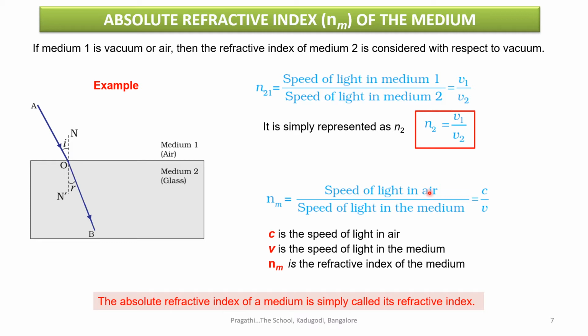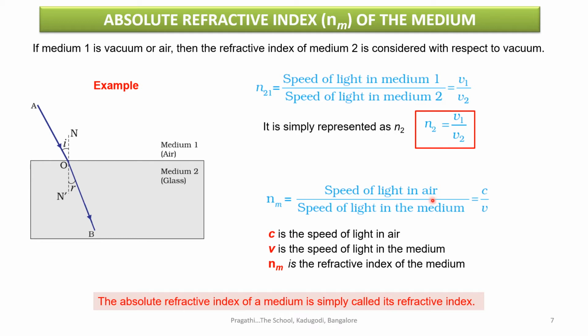3 into 10 raised to the power of 8 meters per second. So that will be common. If they ask a question about absolute refractive index, Nm is equal to the speed of light in air. In all the cases, the numerator remains the same.